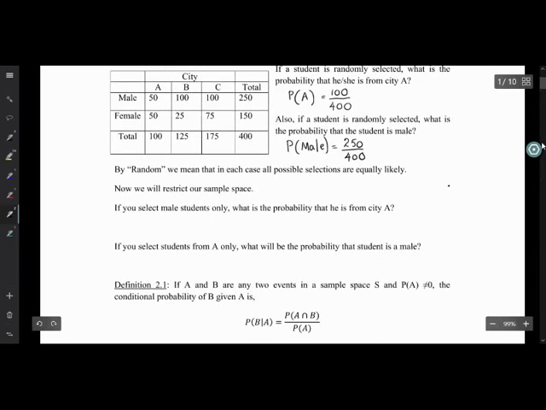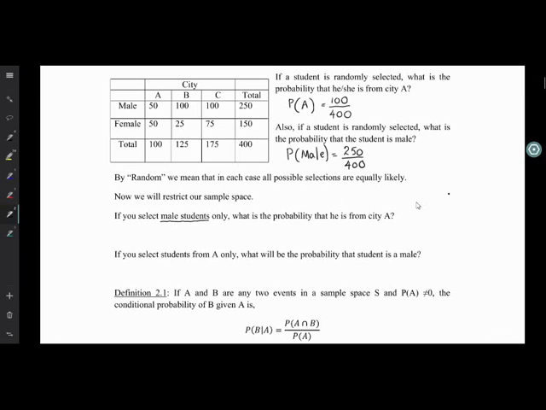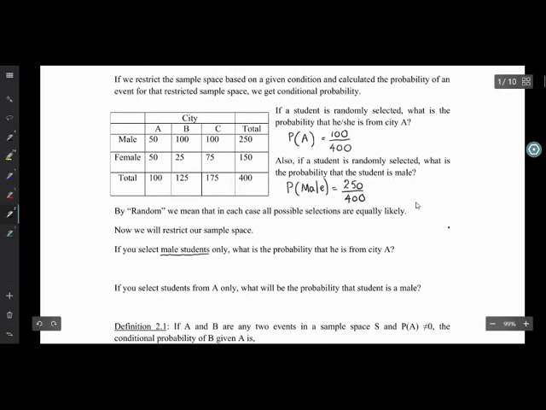Now, we will try to restrict our sample space. If you select a male student randomly, what is the probability that he is from city A? Now, can you see the difference? We are not going to select a student from the whole 400 students. Now, we are selecting only out of the male students. Now, that is the restriction we are going to impose on our sample space. We restrict our original sample space now only to male students.